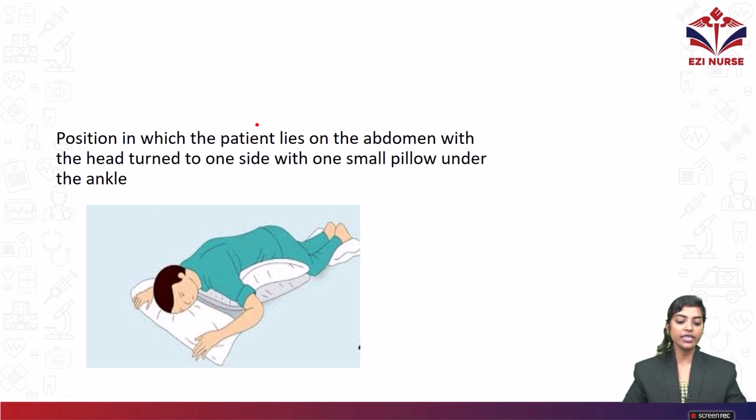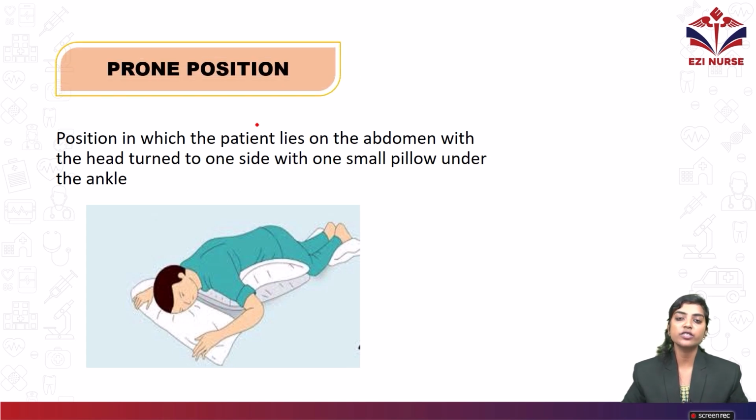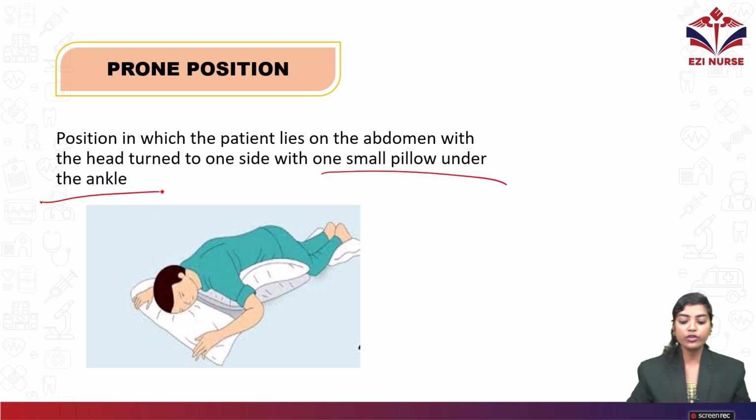Next, move on to the prone position. Prone position means the patient lies on the abdomen with the head turned to one side, with one small pillow used under the ankle. We have to turn the head to one side and give one pillow under the ankle. This position is used for any spinal cord injury patient. We have to use this prone position.